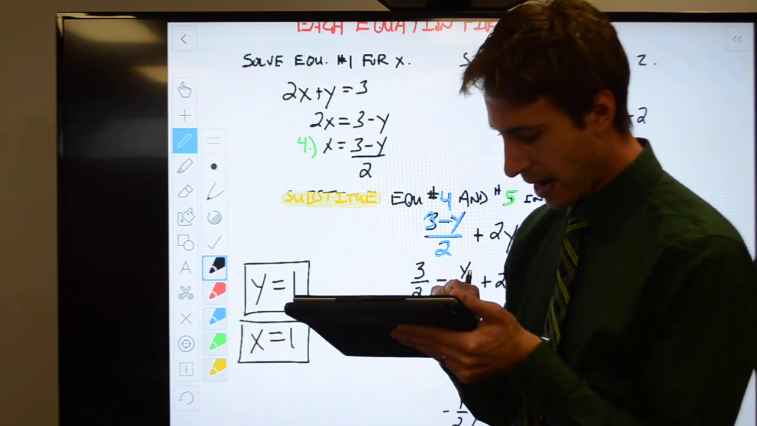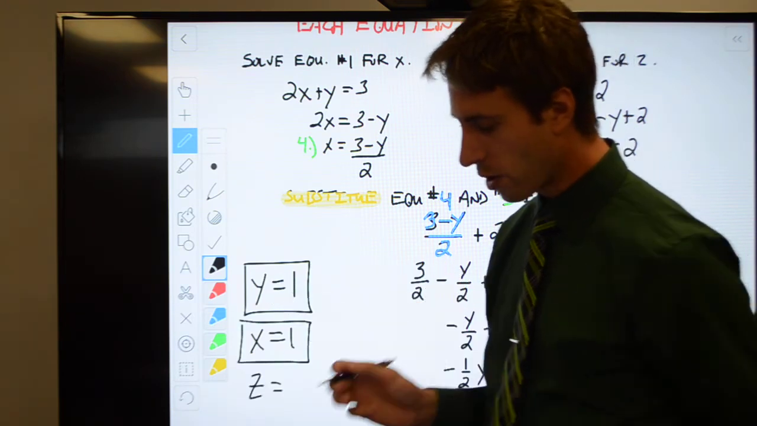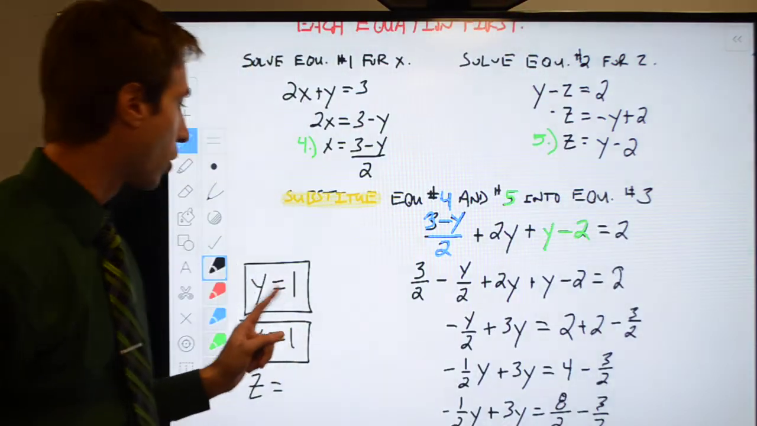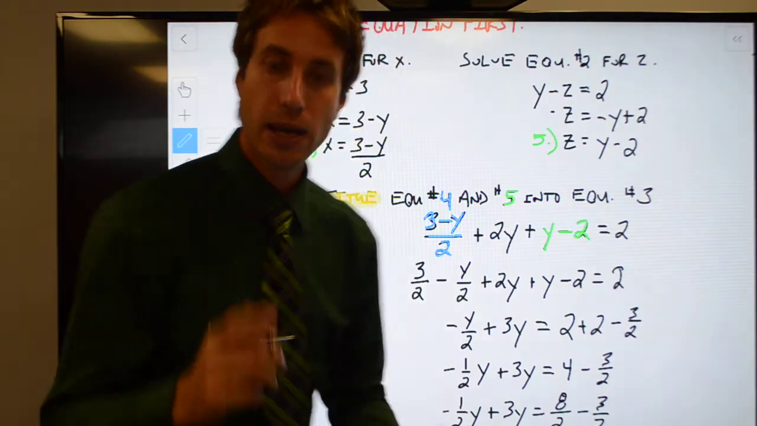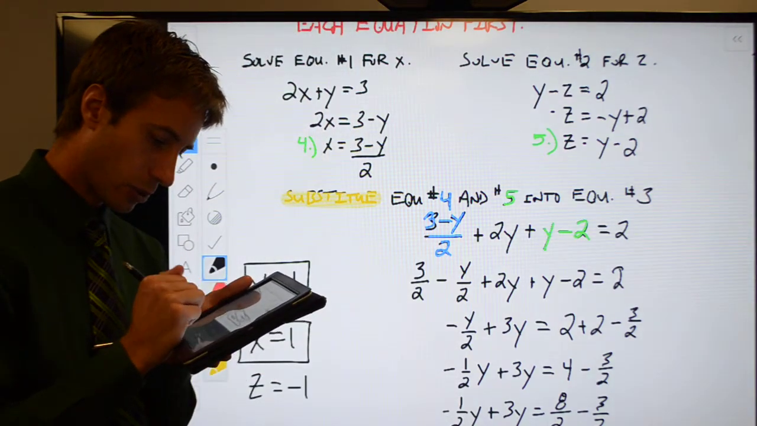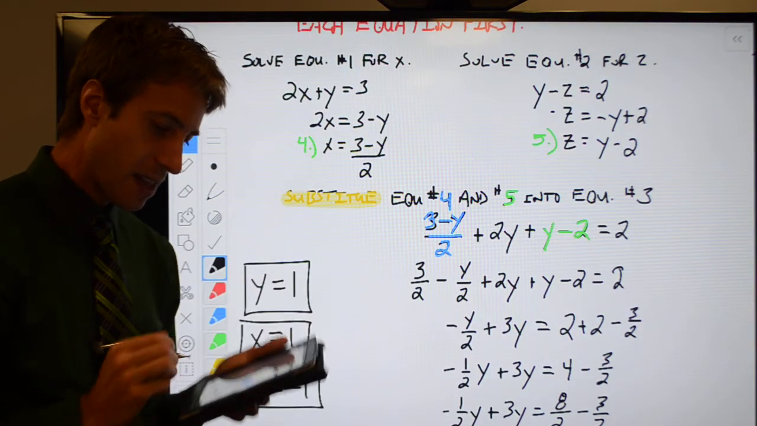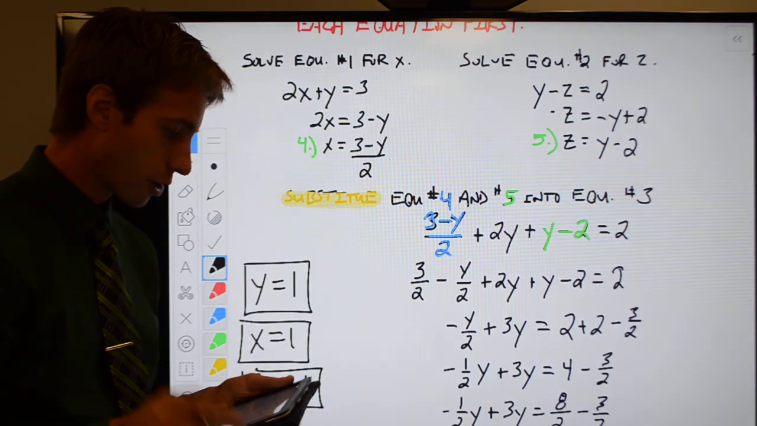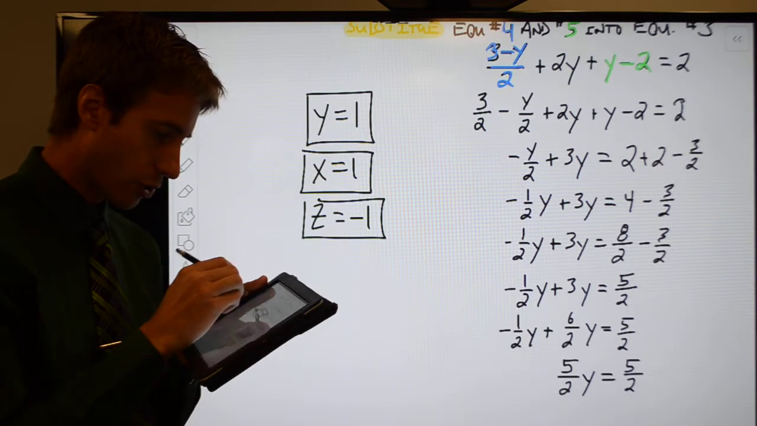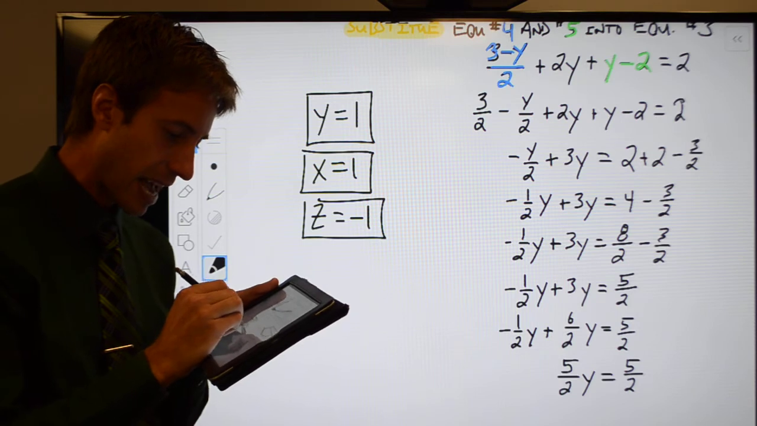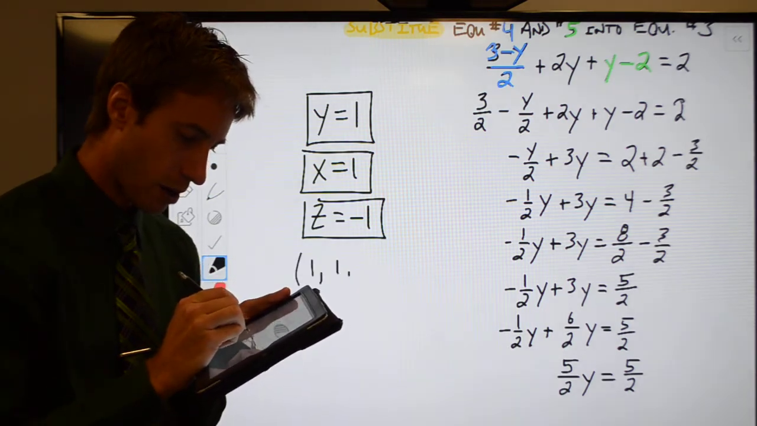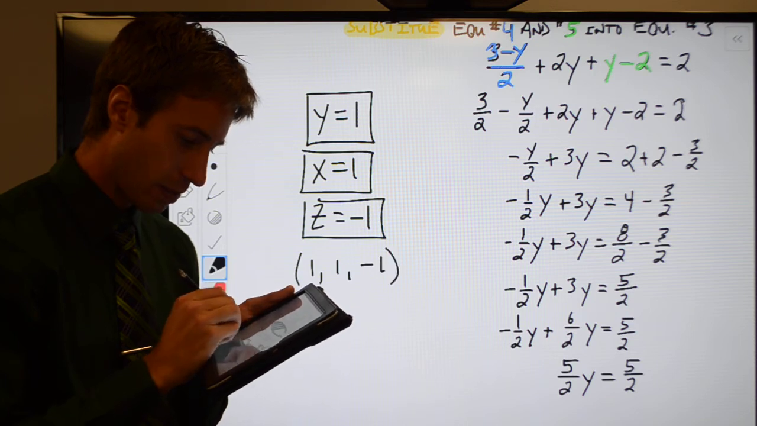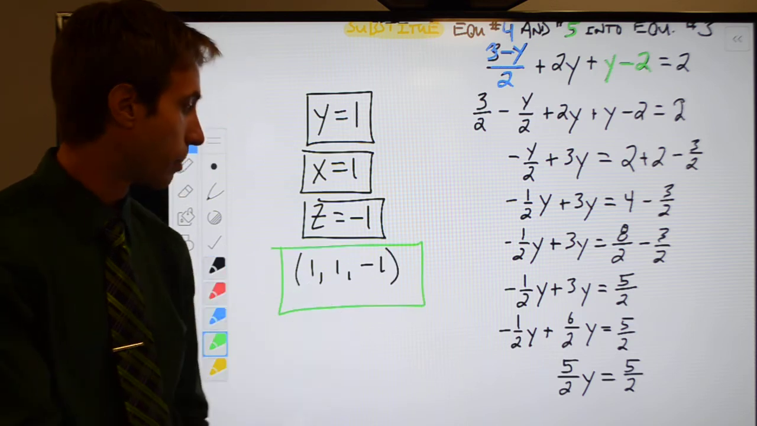And then we're going to go ahead and find z. Well, in order to find z, I need to plug 1 in for y. 1 minus 2 would be a negative 1, and so z is equal to a negative 1. And remember that this represents an ordered triple. It, of course, is going to be x, comma, y, comma, z. So 1, comma, 1, comma, negative 1 would be your ordered triple.